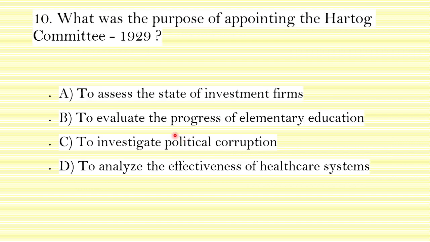Next question. What was the purpose of appointing the Hartog Committee in 1929? The Hartog Committee was appointed in 1929. So what was the purpose of this? A. To assess the state of investment firms. B. To evaluate the progress of elementary education. C. To investigate political corruption. D. To analyze the effectiveness of the healthcare system. So the simple answer is to evaluate, or we can also say to estimate, the progress of elementary education. Let us have a detailed explanation here.